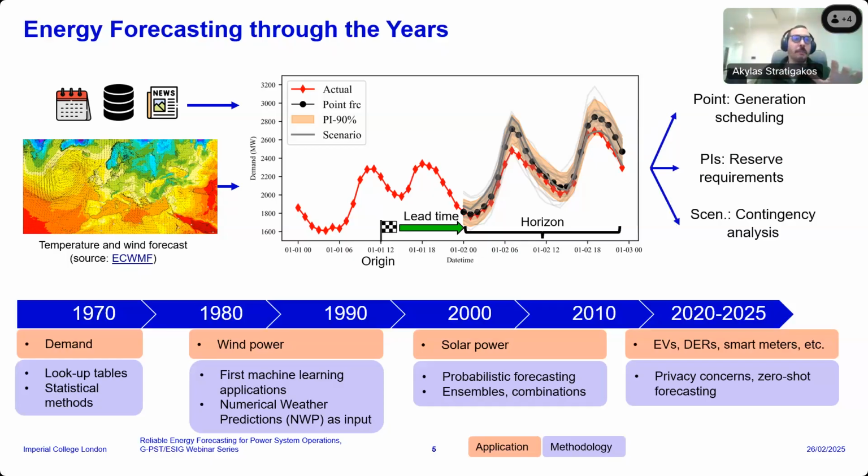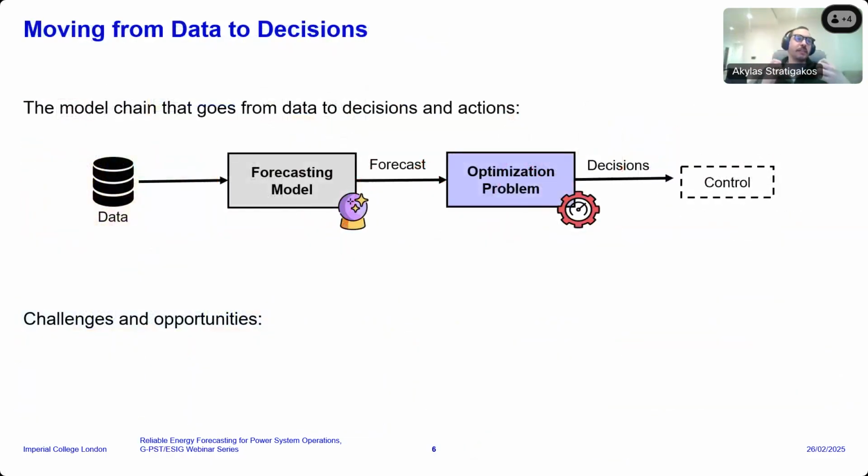So this pipeline, we can abstract into a simpler model chain that goes from data to decisions. In effect, we have our data coming in. This is an input into a forecasting model. The forecasting model outputs some predictions, and these predictions represent some sort of parameter in a decision-making problem. We solve this decision-making problem, and then we derive some set of decisions or actions, which are fed into a downstream control module.